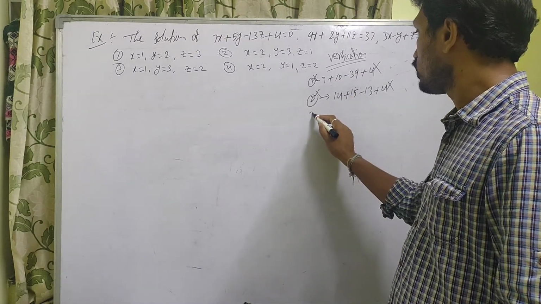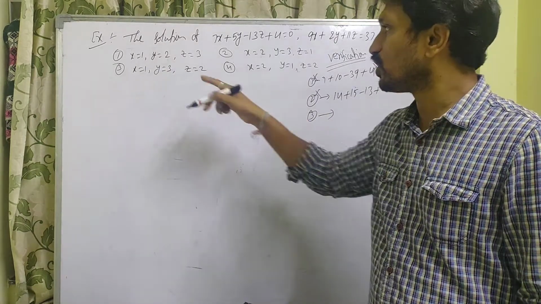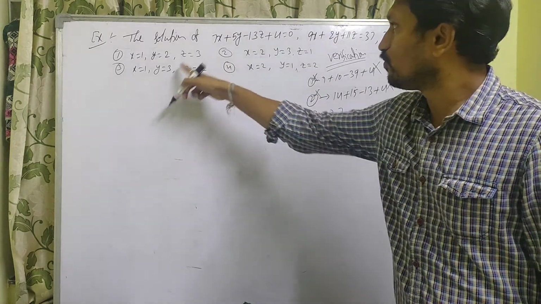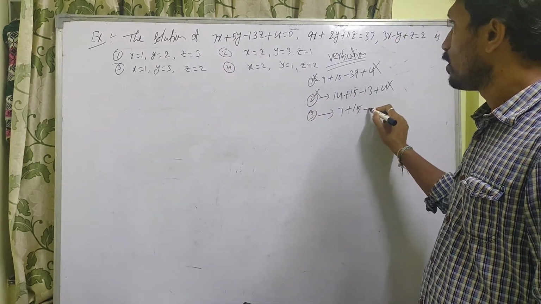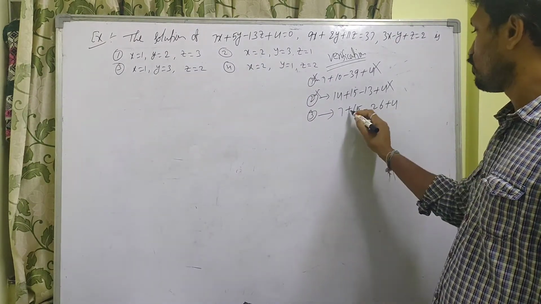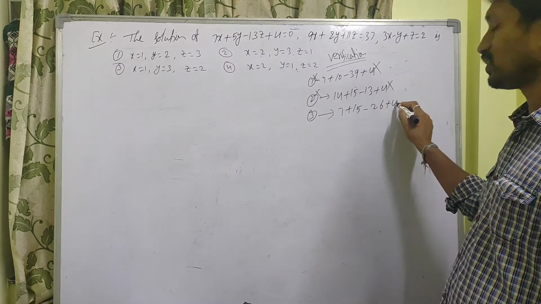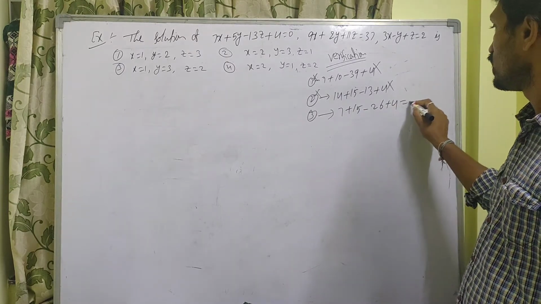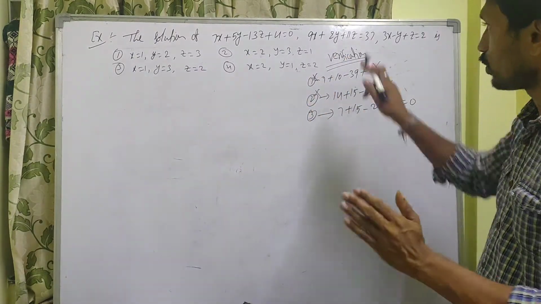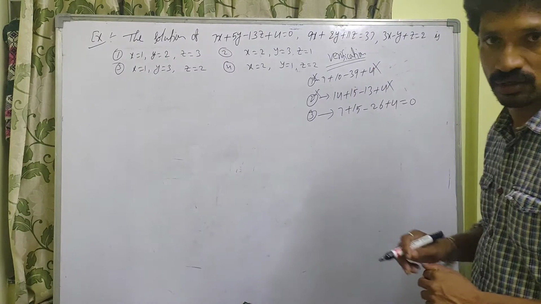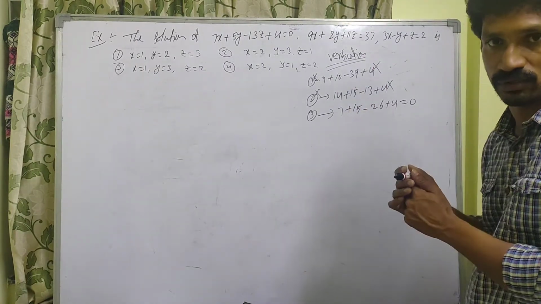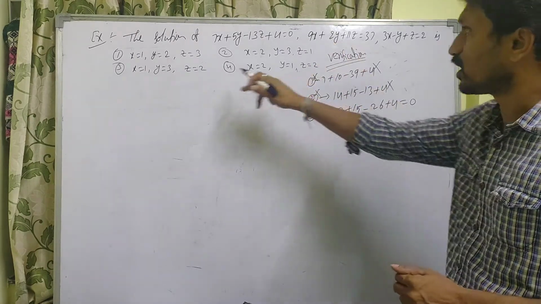So next go for the third option. What is the third option? 1, 3, 2. So 7 into 1, 7. 5 3s are 15 minus 13 2s are 26 plus 4. So 15 plus 7, 22. 22 plus 4, 26 minus 26 is equal to 0. Even so, we have to check the remaining two equations for this third option, so we cannot decide that this is the only option. Okay. So go for the second equation for the third option.